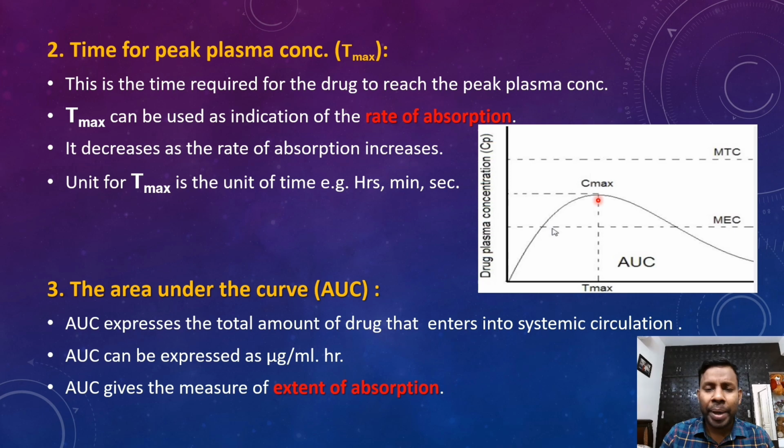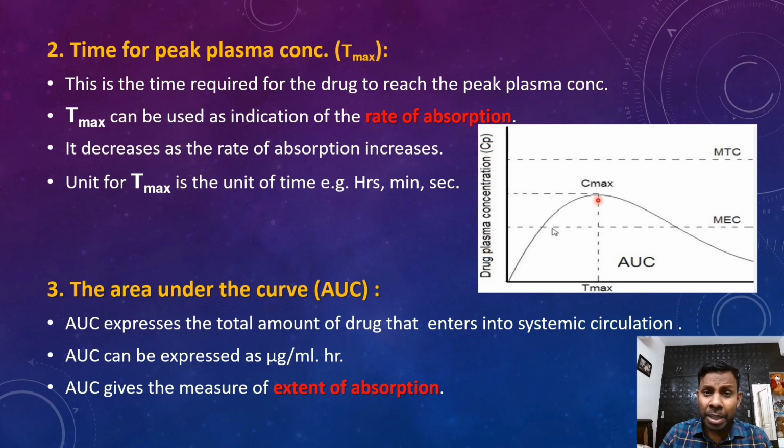So we will compare two drugs. Suppose the drug A Tmax is 2 hours, drug B Tmax is 4 hours. That means drug A requires 2 hours to reach Cmax, drug B requires 4 hours to reach Cmax. Then in which case will the drug absorption be rapid? Definitely drug A, meaning the drug with Tmax of 2 hours.